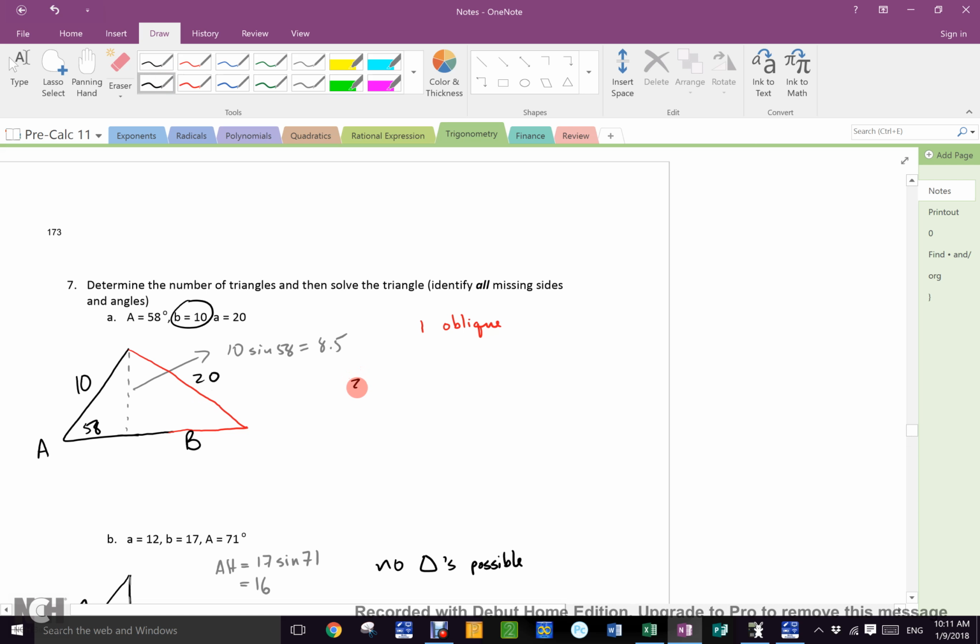And the one I know is 20 over sine 58. That has to equal two more fractions. What are they? What can I write there? There's only one more number I can write. 10 over what? Sine B. Once I know sine B, I can do what to get the angle? Shift sine. Once I know that angle, do I automatically know the third angle? And then that gives me my pair to work with. Everybody with me? Go ahead and do that, please. I'll do it too.